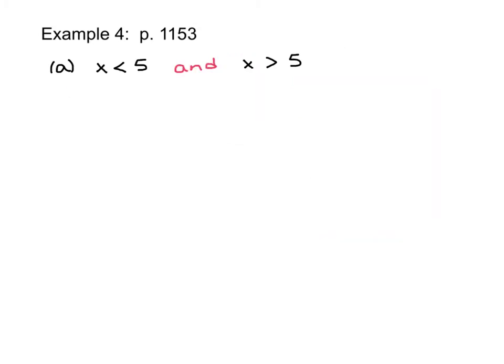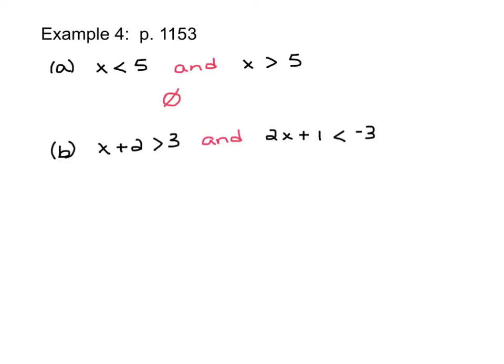On example 4a, we're trying to find the compound inequality of x is less than 5 and x is greater than 5. So what numbers are less than 5 and also greater than 5? None. So since a number can't be less than 5 and greater than 5, there's no answers that fit that solution, so this is going to be the empty set.